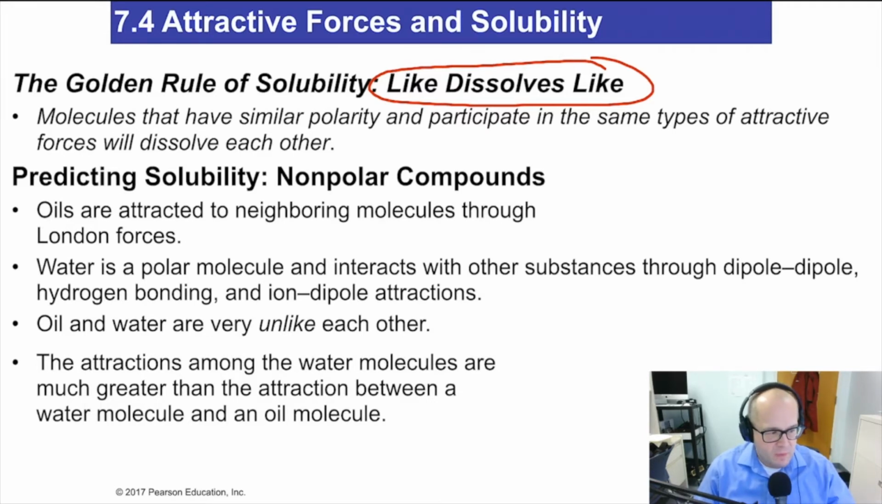For example, water is polar. We know that. So water will dissolve things that are polar, like alcohol, sugar, sodium chloride, table salt. It'll dissolve all these things because those things are polar. They can interact with each other.